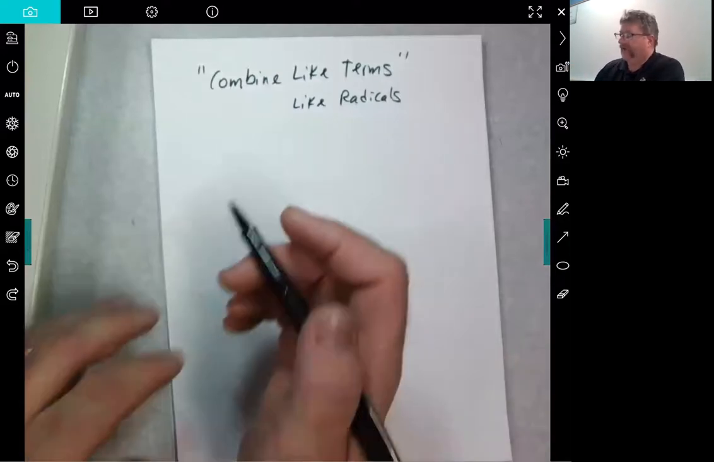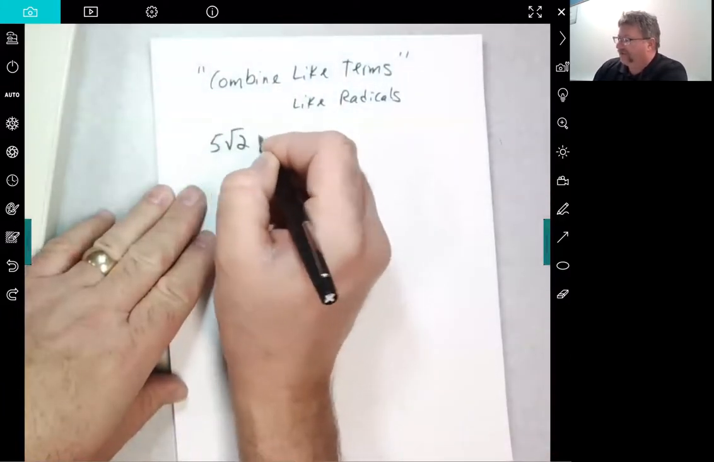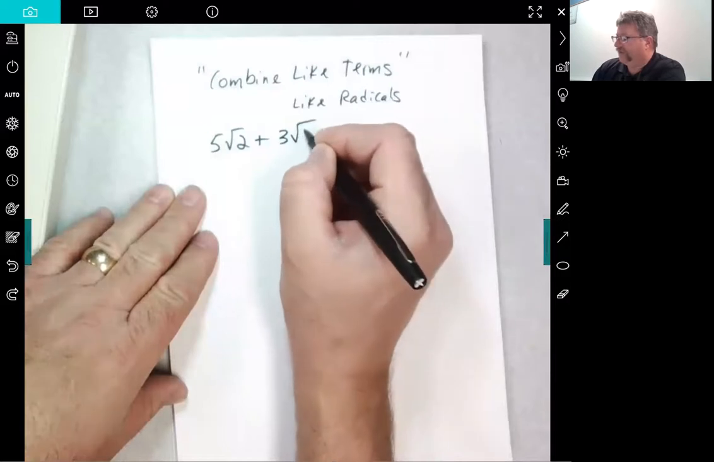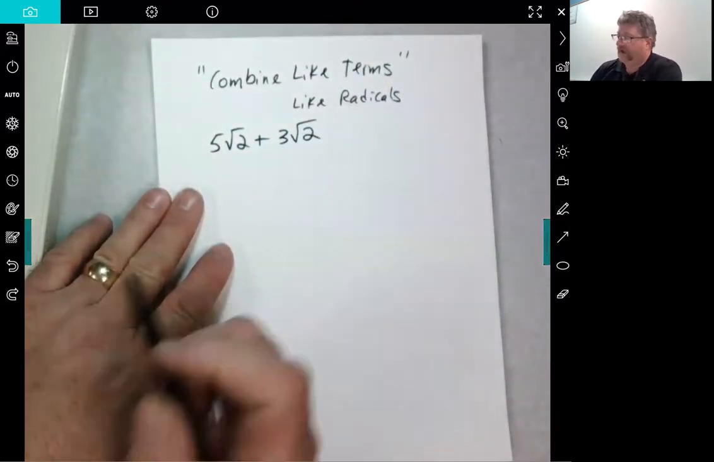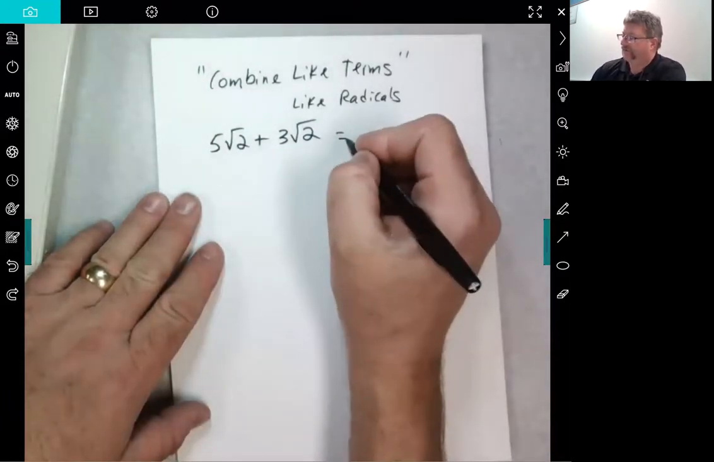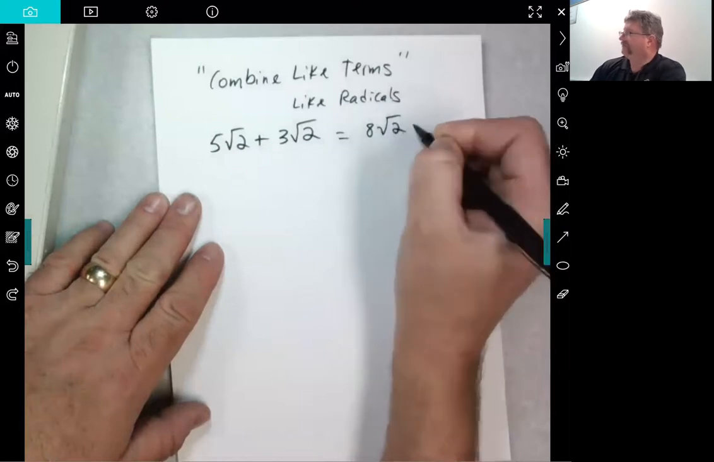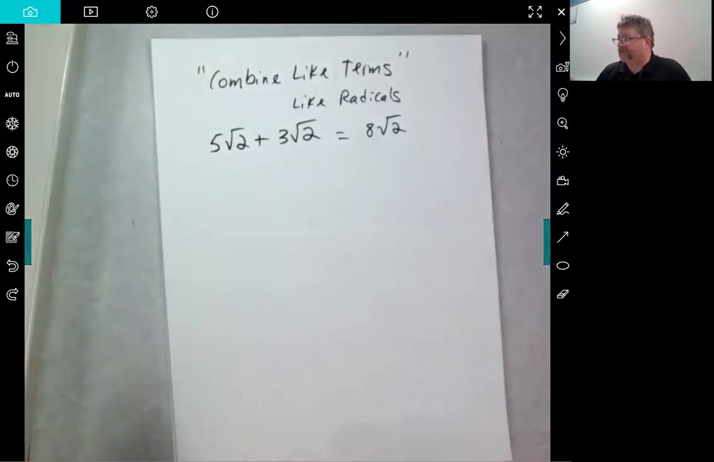And then I'm just going to add the number in front. So for example, 5 radical 2 plus 3 radical 2. Okay, they have to be matching radical 2s. And then I just add the coefficients. It's like saying 5 apples plus 3 apples is going to give me 8 apples. Okay, 8 radical 2. I have to have that matching radical or I can't add them together.